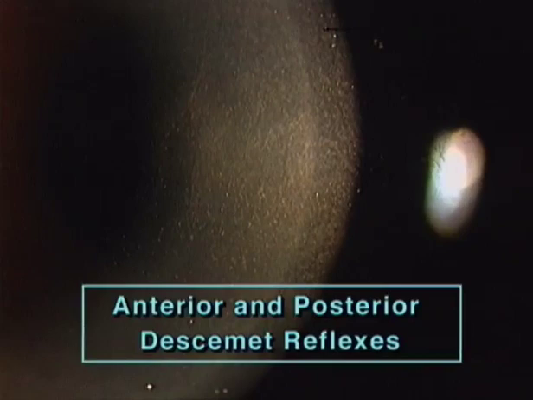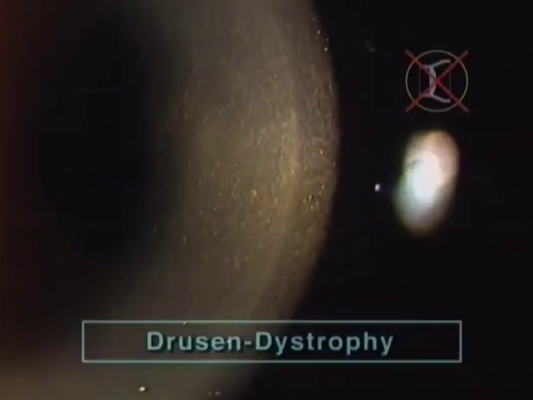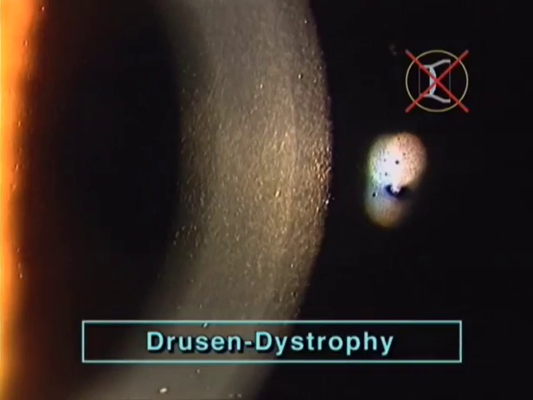Anterior and posterior Descemet reflexes. In this case of dystrophy, we recognize drusen as small reflecting dots here, and here the drusen are seen as interruptions of the endothelial specular reflection. Here the drusen and the endothelial reflexes. And here the drusen in retroillumination.